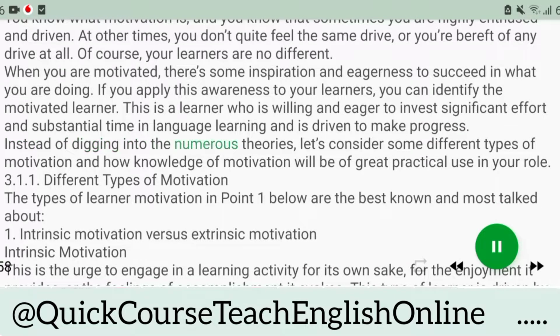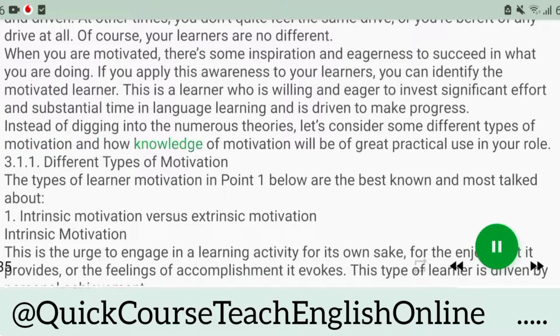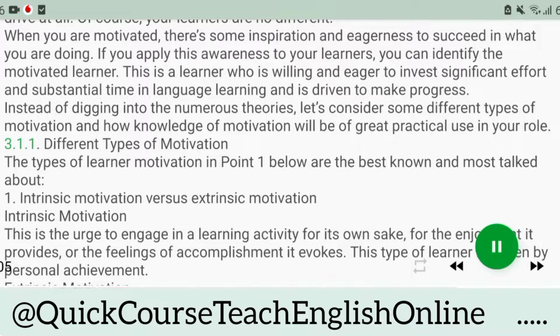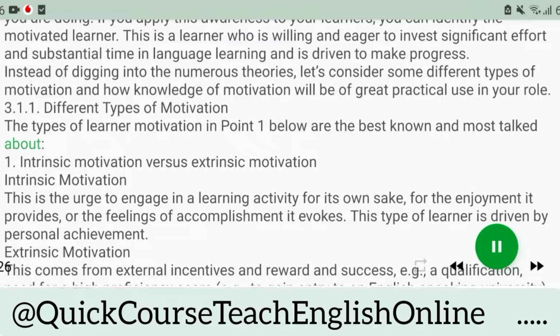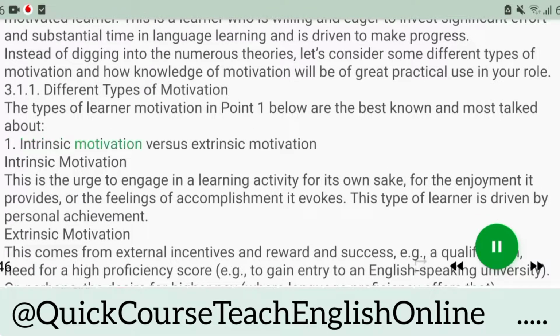Instead of digging into the numerous theories, let's consider some different types of motivation and how knowledge of motivation will be of great practical use in your role. 3.1.1. Different types of motivation. The types of learner motivation in point 1 below are the best known and most talked about. 1. Intrinsic motivation versus extrinsic motivation.